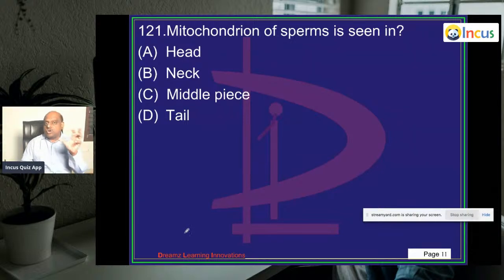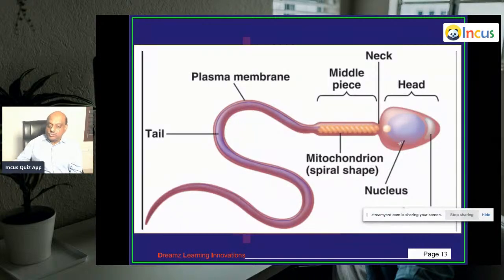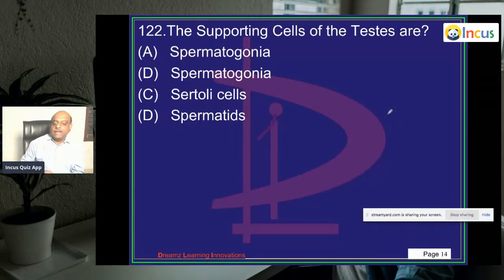So where is the mitochondrion of the sperm, which is responsible for all that energy required for swimming? Where does it stay? In the middle piece. So basically there is a head, there is a neck, there is a middle piece. That is the place where the mitochondria are located.